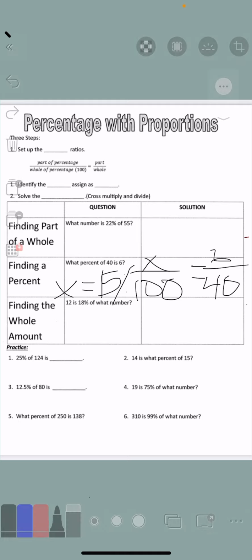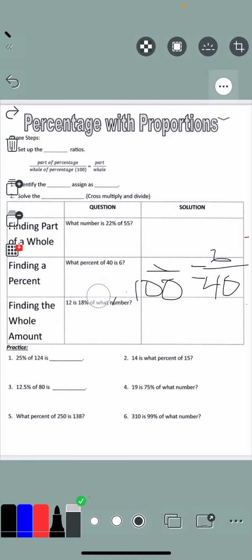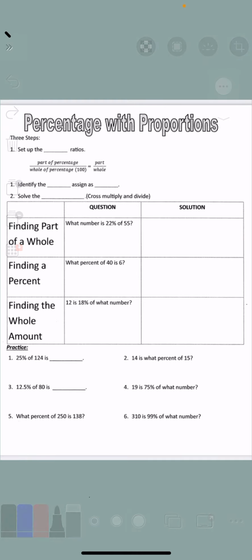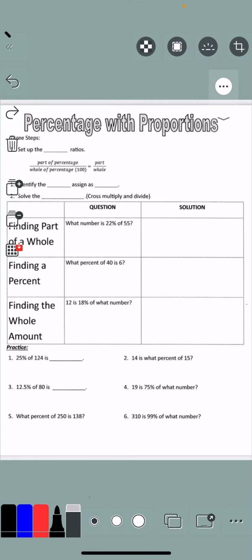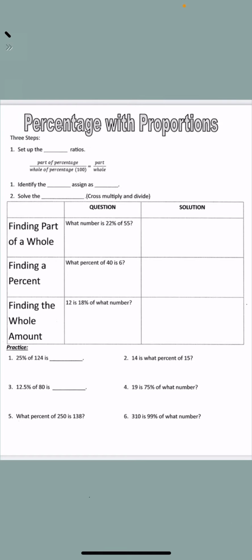All right. Next one, last one, is 12 is 18% of what number? So you know the percentage because they gave it to you. So 18 over 100. If they give you the percentage, you automatically know what goes over 100. 12 is 18% of what number? So after the word of, it says what number? So that's your X. Of always goes on the bottom. And then 12 on top.